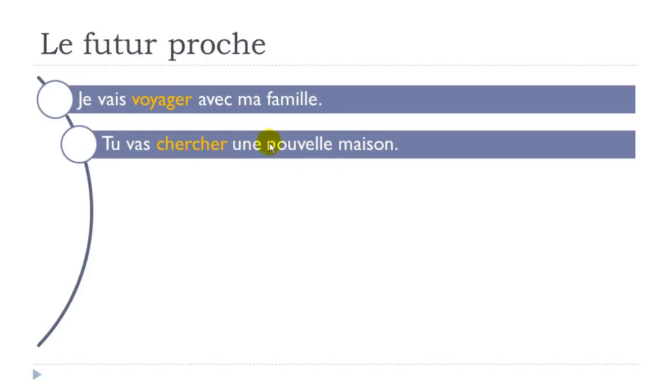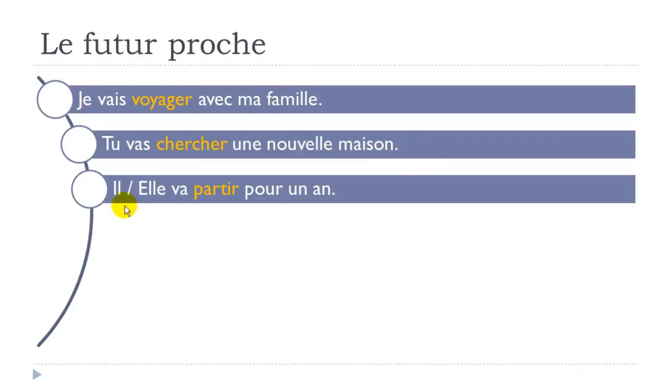Okay? Une nouvelle, it's the feminine form of the adjective nouveau, new. Because maison, house, as you can see here, is feminine, so une nouvelle maison, a new house. Tu vas chercher une nouvelle maison. Okay? And then, il, elle, va partir.